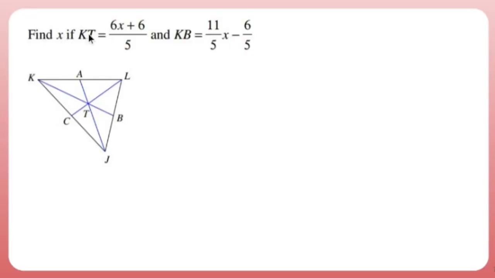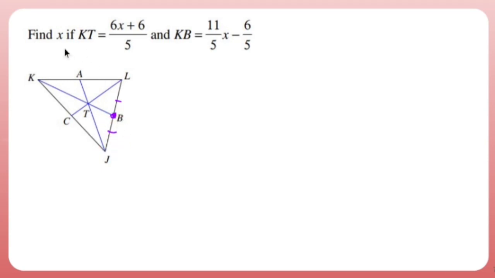Find k if xt equals and kb equals. One of the things that I forgot to mention in the directions is all of these are medians. Okay? All of these are medians. And what a median does is it takes the midpoint of one side and connects it to the opposite angle. It doesn't mean that these are angle bisectors. It just means that these guys are the same.